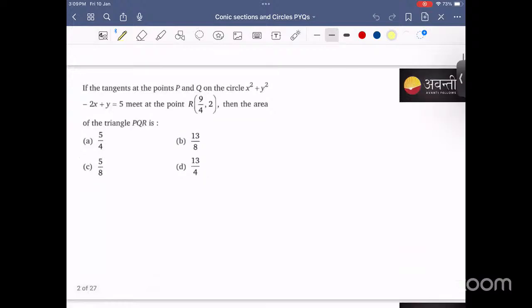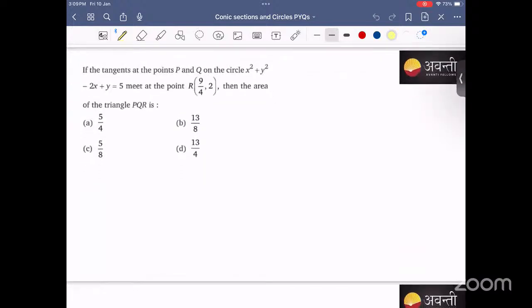You start with this first question. Have a look. This is a question from circles. Circle is also a conic, let me tell you. So if the tangents at points P and Q on this circle meet at point R, that is (9/4, 2), then find the area of triangle PQR. Give it a try. Take 2 minutes, then I'll discuss.